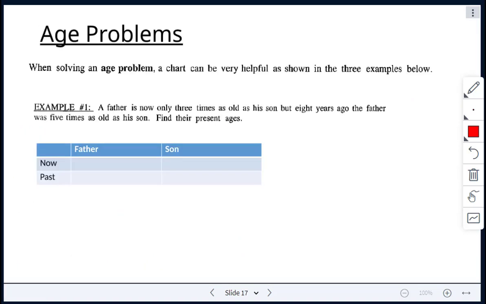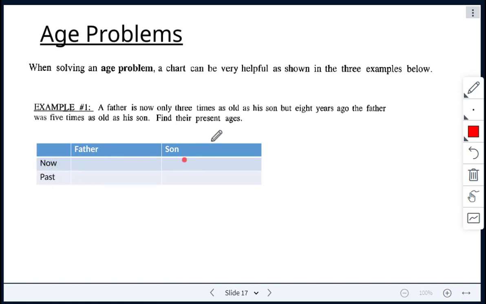All right, so next we are looking at age problems. When we're solving age problems, it's useful to use a chart shown like here for this example. So the first example: a father is now only 3 times as old as his son, but 8 years ago, the father was 5 times as old as his son. Find their present ages.